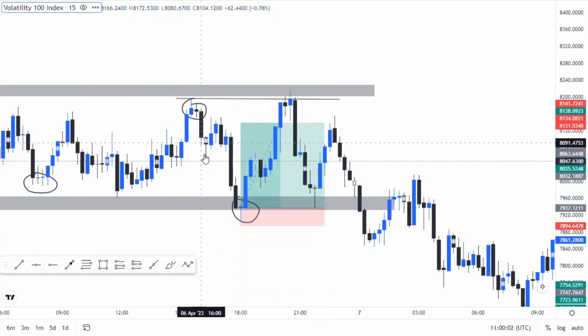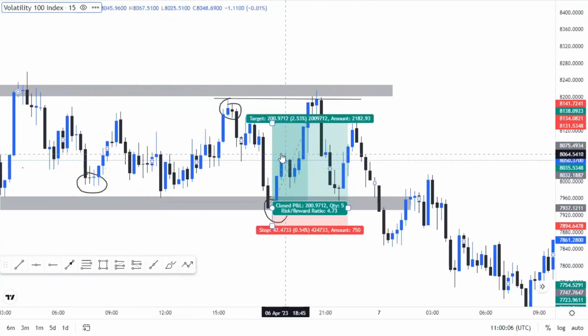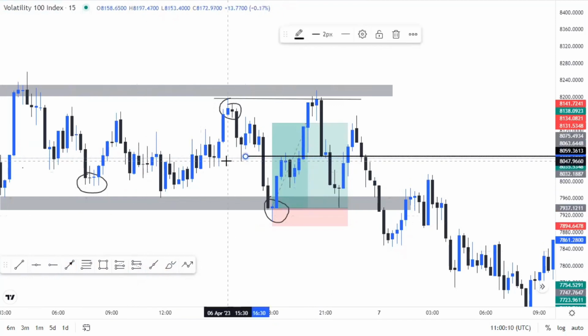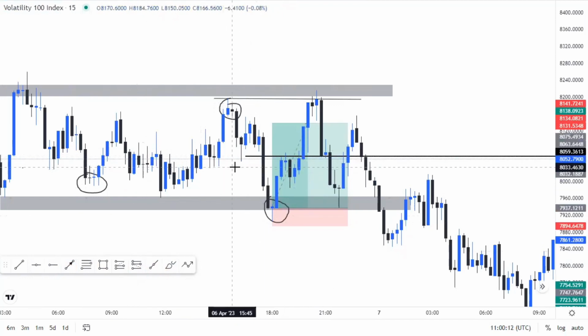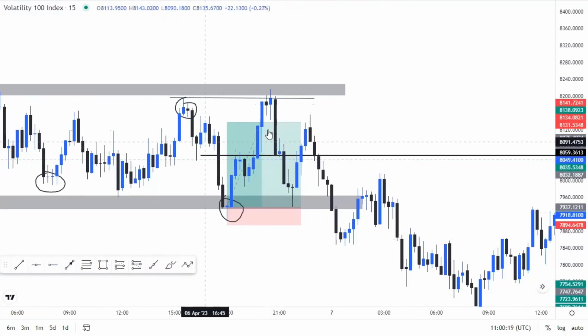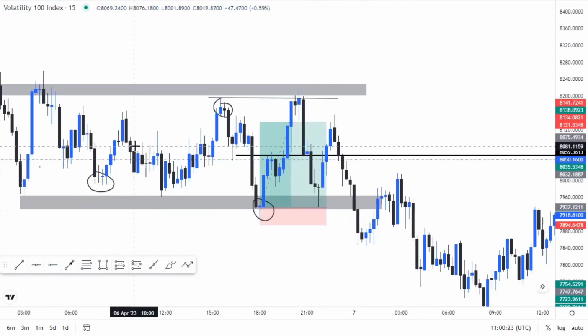You don't just have to be greedy, guys. If it moves to the midpoint, you take your partials. If it moves to the midpoint of the range, you take your partial profit, guys. Okay, now the example which I stated earlier came into play here. All right, I'm going to get to that, right, guys?